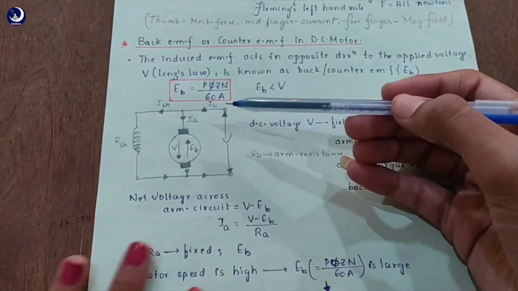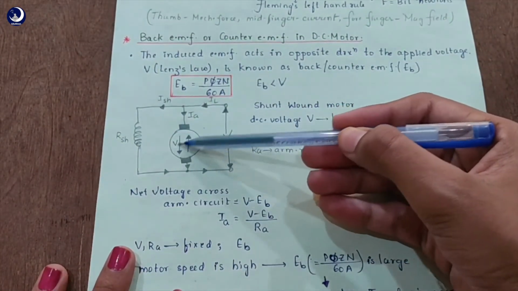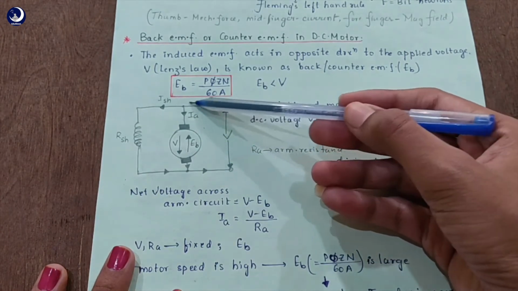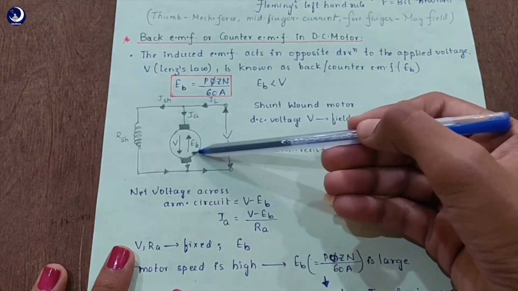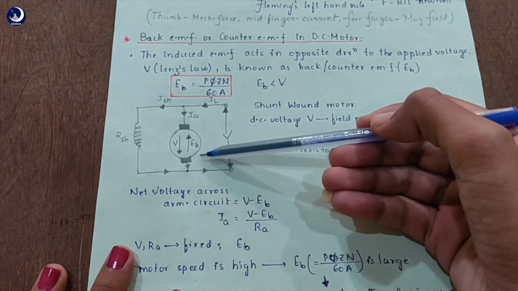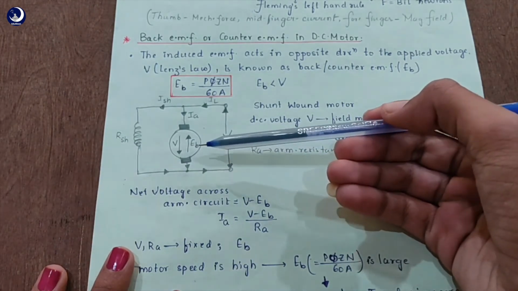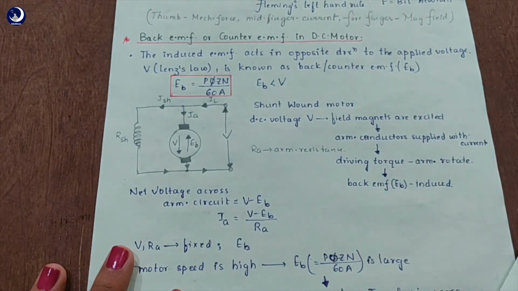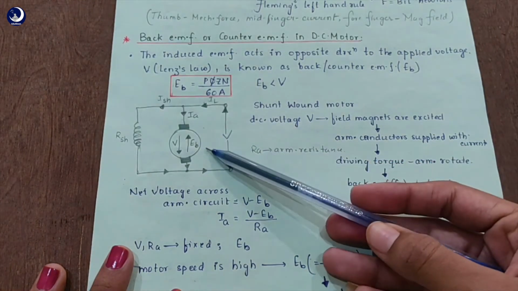So this V sends this armature current IA against this EB. The electric work done in overcoming and causing the current to flow against this EB is converted into mechanical energy developed in the armature, and therefore that energy conversion in a DC motor is only possible due to the production of EB.